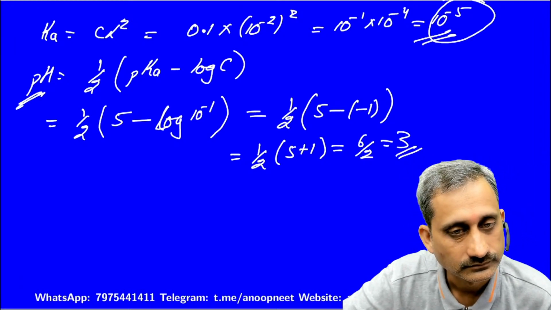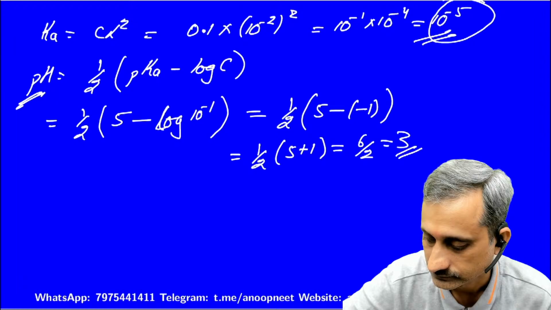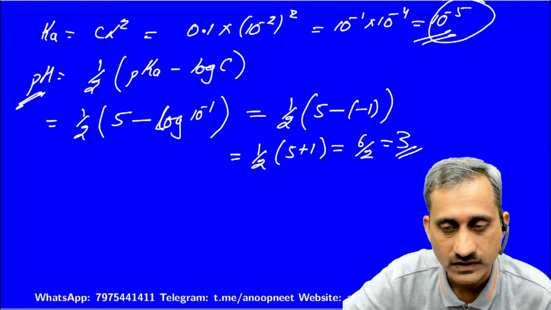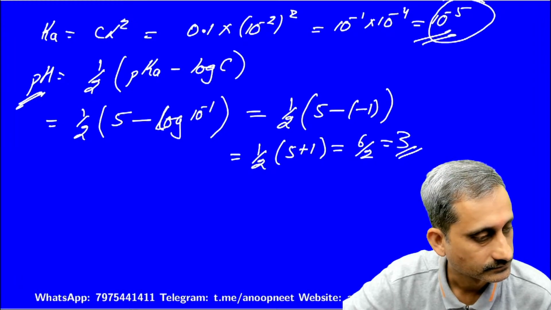Sir, K is a constant. Ka is the equilibrium constant, the dissociation constant or ionization constant for a weak acid. Okay, thanks. ठीक है ना?